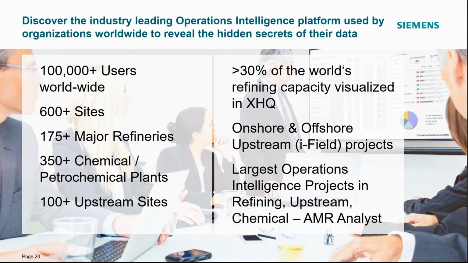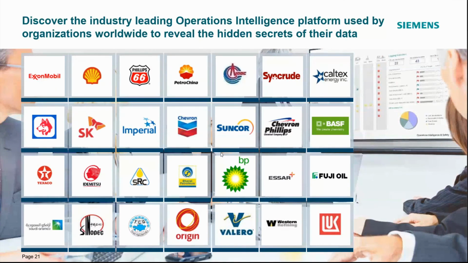These were some examples of references. As you can see here, we are very strong in oil and gas. We have references in more than 175 of the major refineries. Approximately 30% of the world's refining capacity is visualized in our system, as well onshore, offshore, upstream, midstream, and downstream. Lots of references there. You can have a look at the logos there. Not all of them are covered, as we are not easily allowed to show the logos here.